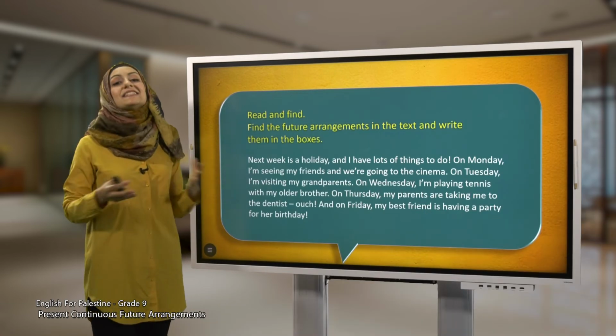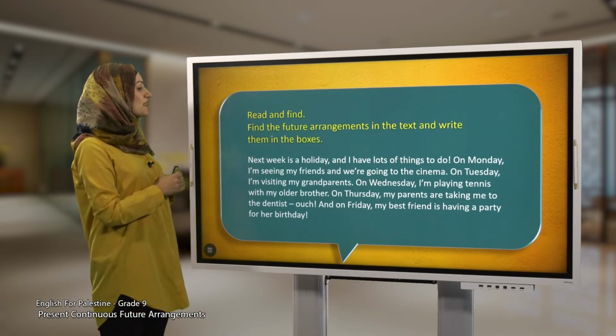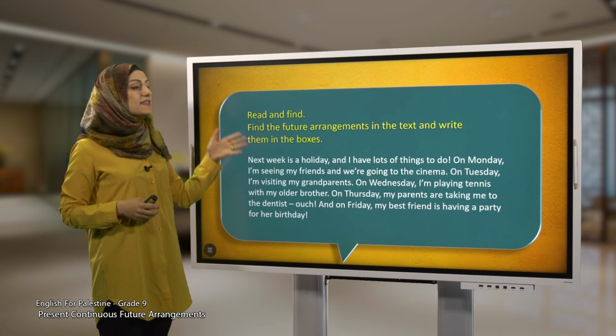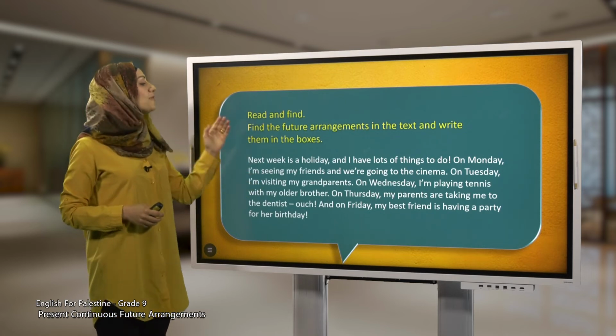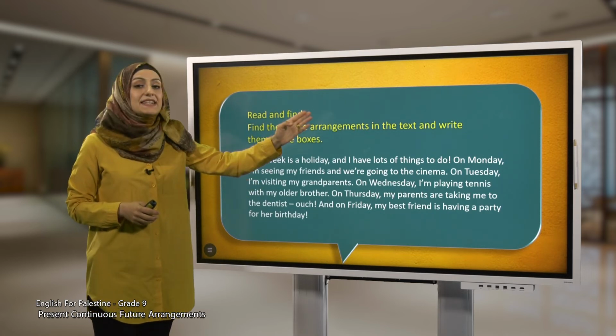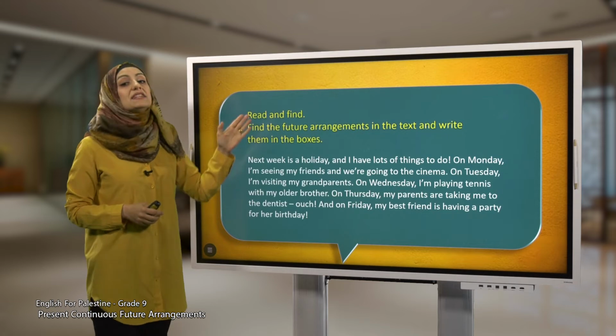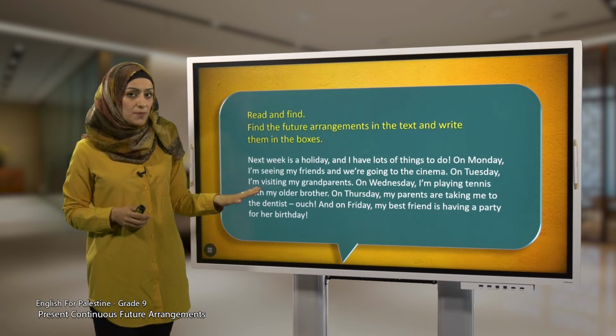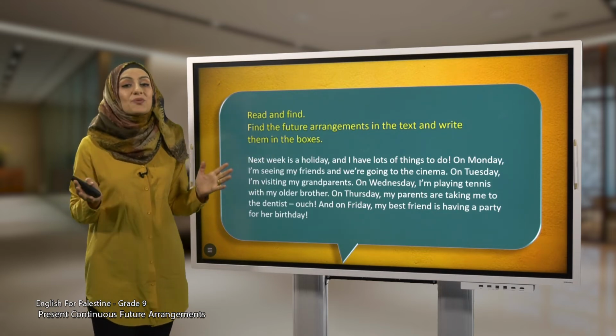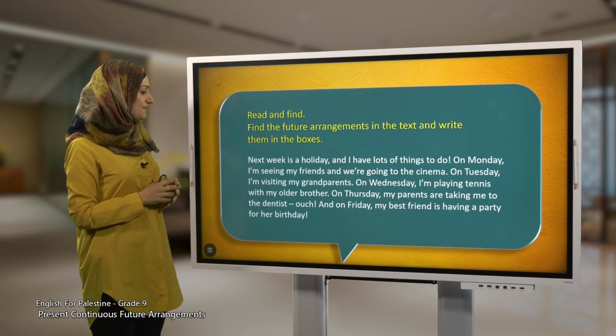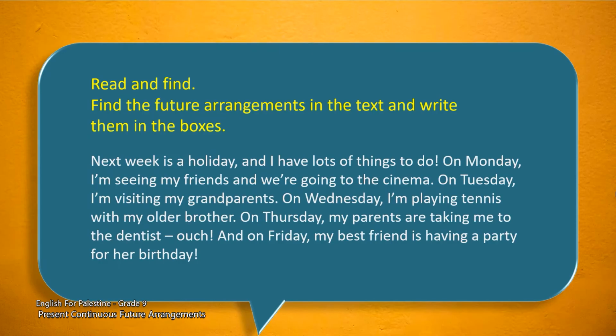Now, let's have practice. I want you to read with me this paragraph and then find the future arrangements in the text and write them in the boxes that follow. Let's read the paragraph together. Next week is a holiday, and I have lots of things to do. On Monday, I'm seeing my friends and we are going to the cinema.